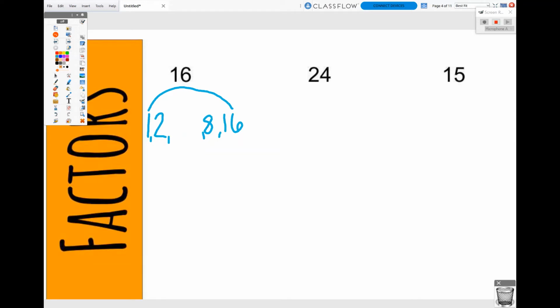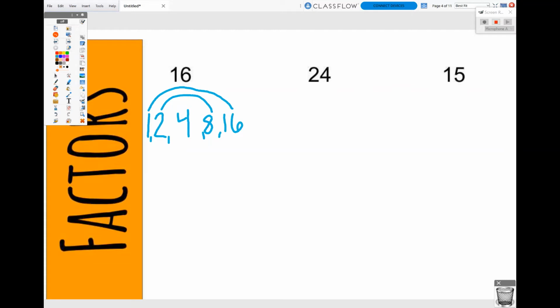All right, so we're going to move on to 4. Does 4 times anything give us 16? Yes, 4 times 4 gives us 16. And since we've already listed the number 4, we don't have to list it twice. And then that shows us that we're complete on our factor rainbow. So we know that we have listed all the factors of 16.